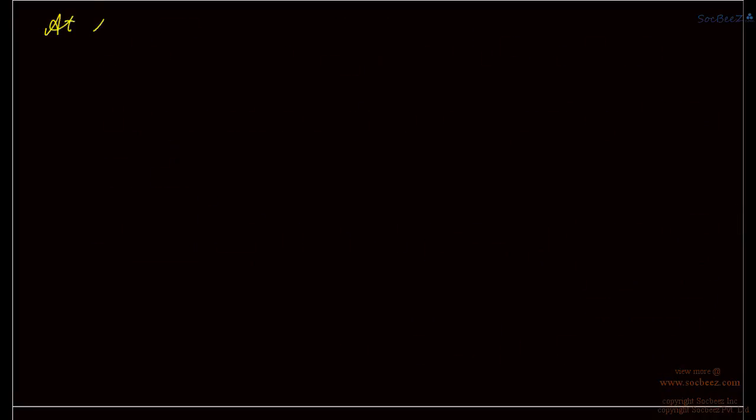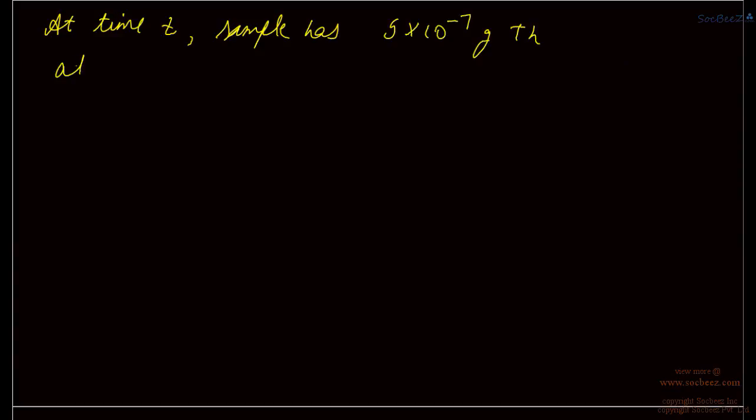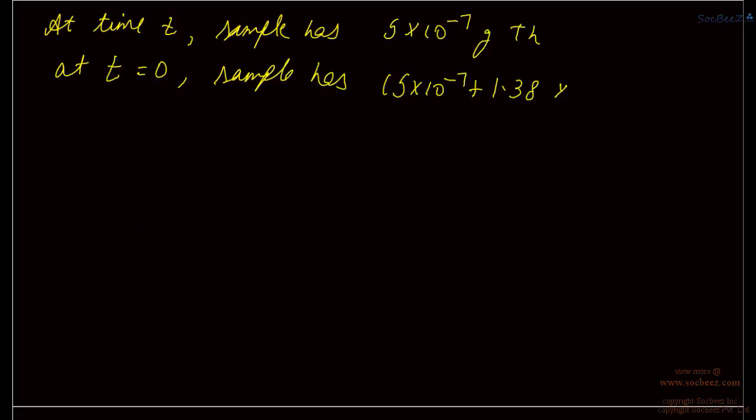At time t, the sample has 5 into 10 raised to the power minus 7 gram thorium. And at t equals 0, the sample has 5 into 10 raised to the power minus 7 plus 1.38 into 10 raised to the power minus 7 gram thorium. So from here it has 6.38 into 10 raised to the power minus 7 gram thorium.